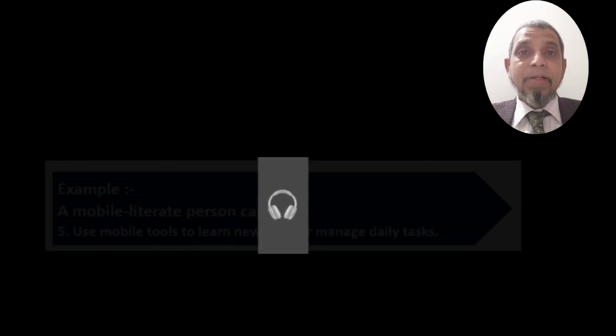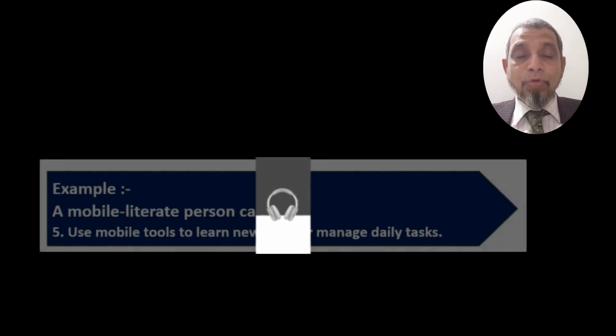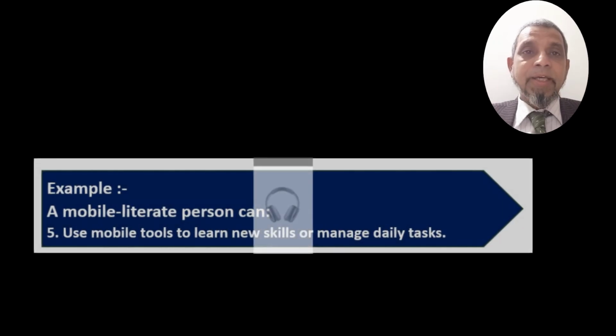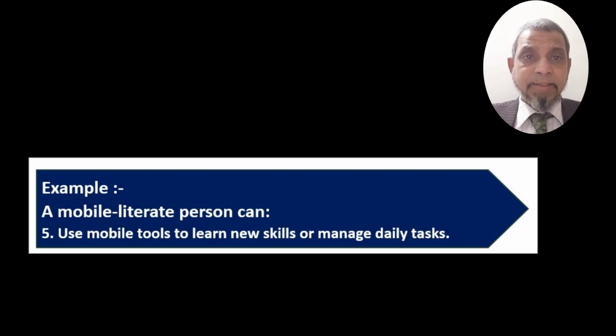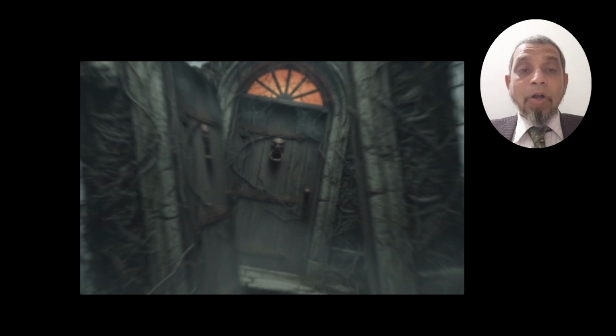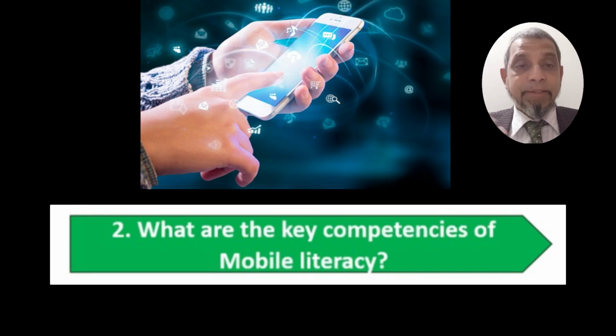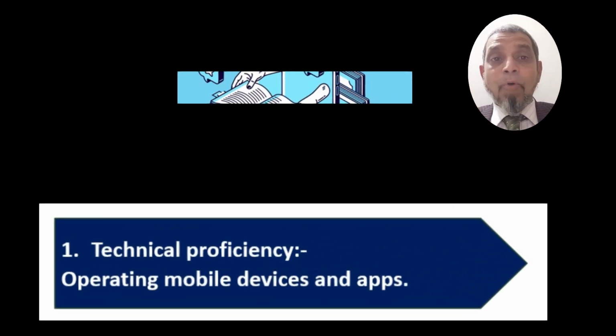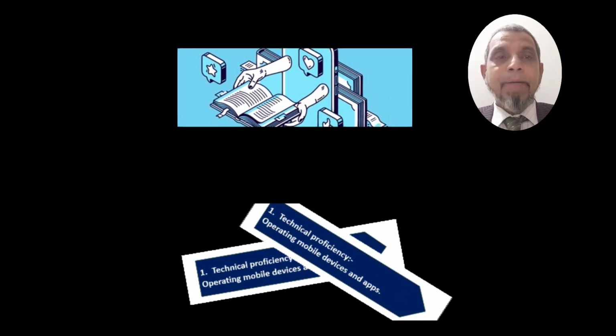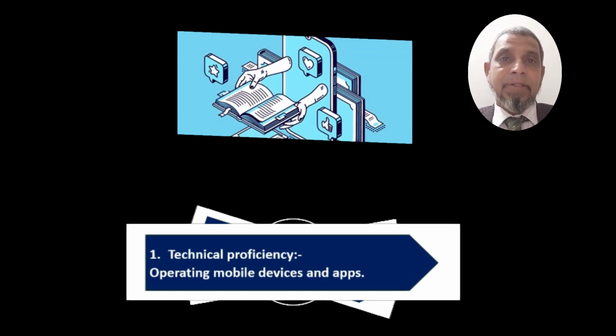Number 5, use mobile phone tools to learn new skills or manage daily tasks like online transactions, payment of bills, messaging, emails and etc. Point number 2, what are the key competencies of mobile literacy? Number 1, technical proficiency. A mobile literate person can operate mobile devices and apps.